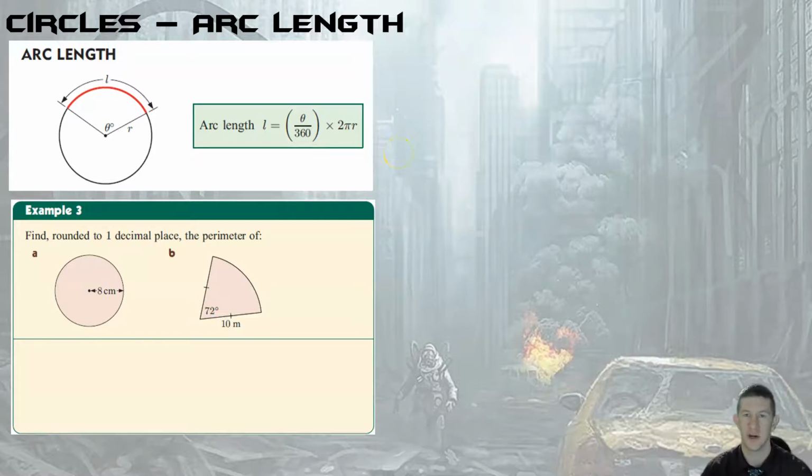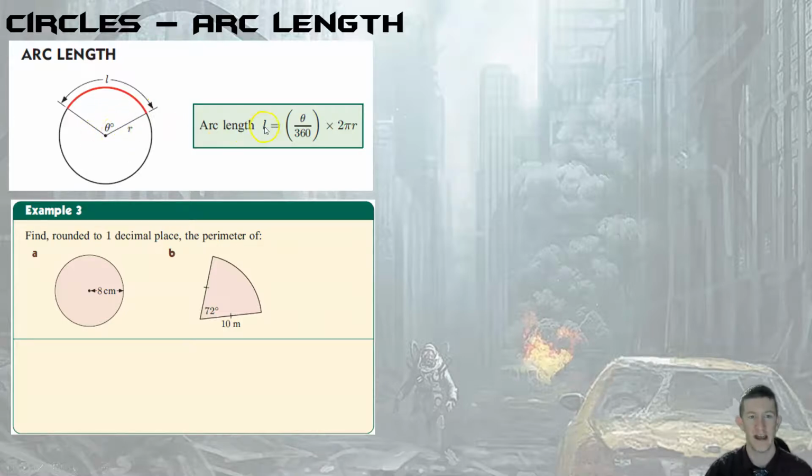Now we're going to look at something called arc length. An arc length is the length of the perimeter, but only over a certain part. So rather than doing a full lap of the outside, which is our circumference, we're just going from one point to another at a certain angle. And that's where the word arc comes in, because an arc is an angle traveling around a path. So an arc length is the length of the outer edge of the circle for a given angle.